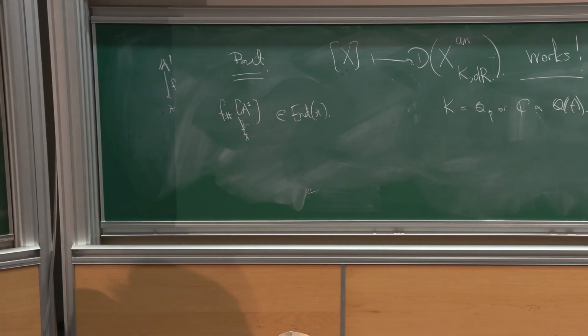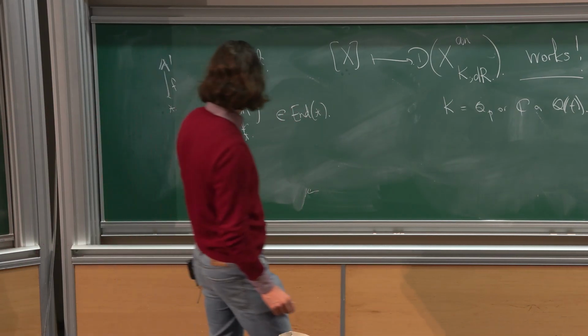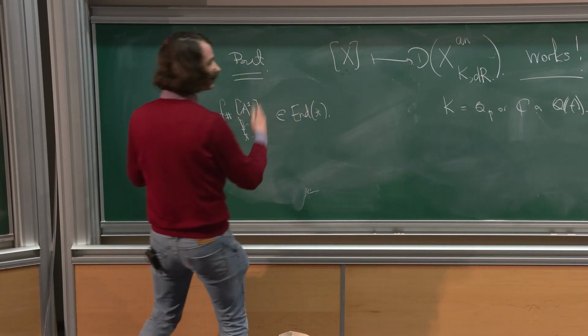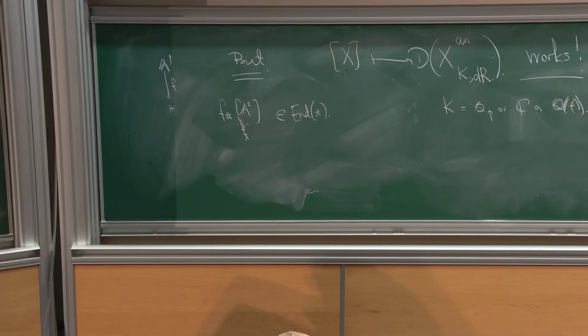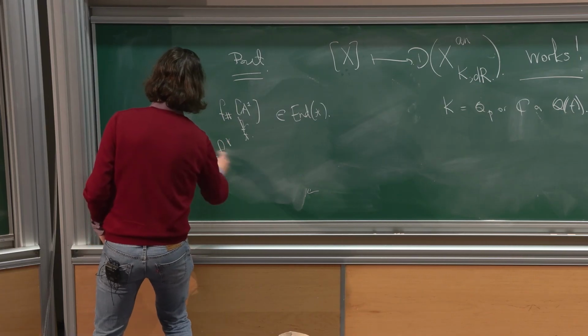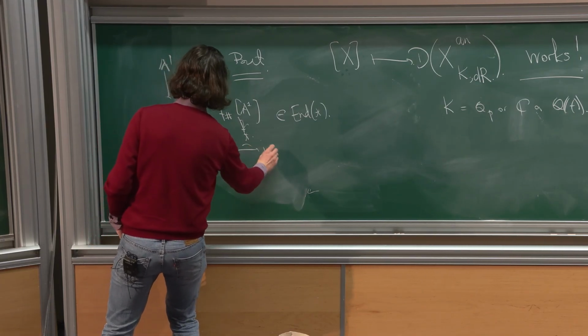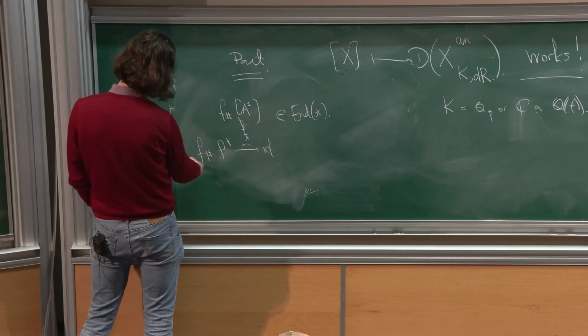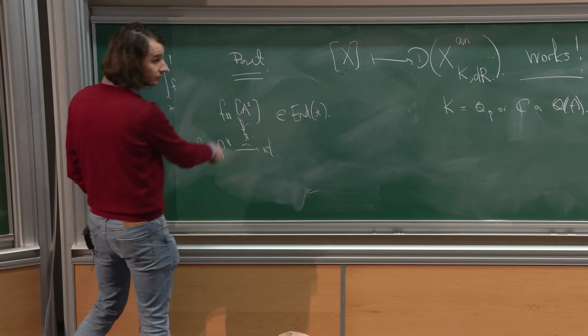Or you want some co-unit for an adjunction to be an isomorphism. Yeah, I could also ask that, right? I could also ask that this composite maps isomorphically to the identity. But because of the projection formula, this is actually just tensoring with this one, so it's enough to do that.